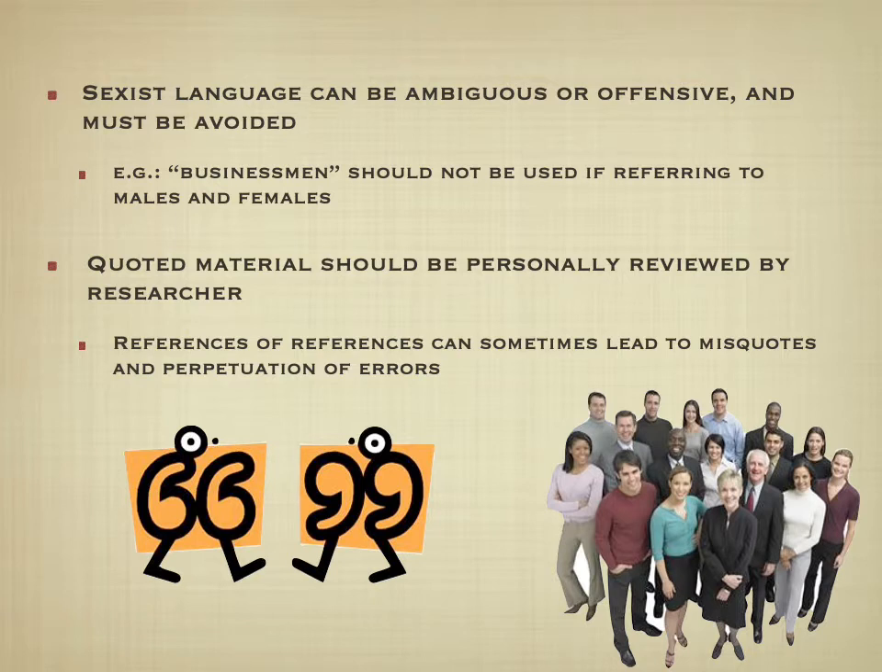Sexist language can be either ambiguous or offensive, so make sure you avoid the use of it. For example, you would never say businessmen, firemen, anything like that, because it generally would just be towards the male genders. So you want to make sure you're trying to be as gender neutral as possible. Business people, fire person, things like that.